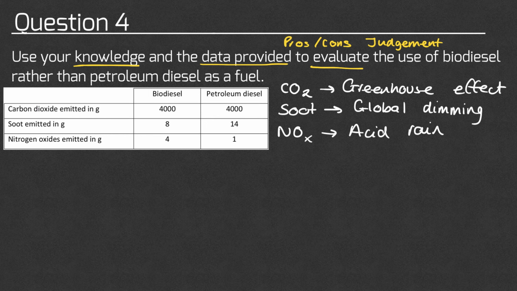Well, we know that carbon dioxide is a greenhouse gas, so it causes the greenhouse effect. We know that soot, or carbon particulates, cause global dimming, and we know that nitrogen oxides cause acid rain. So this is a bit of information from our own knowledge. When we write our answer, we'll use the data to link these to each kind of fuel.